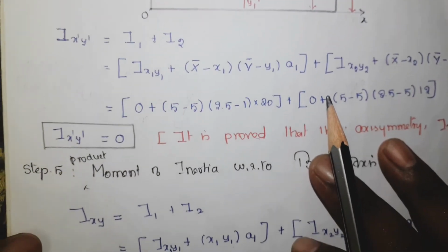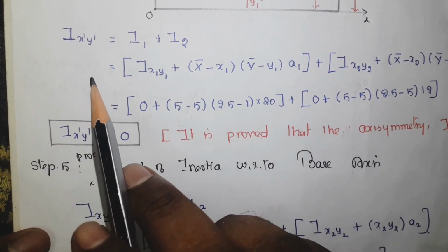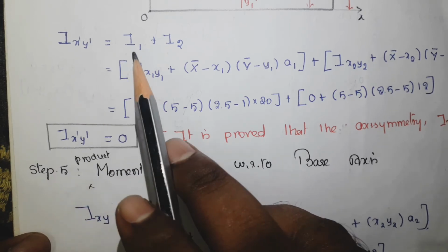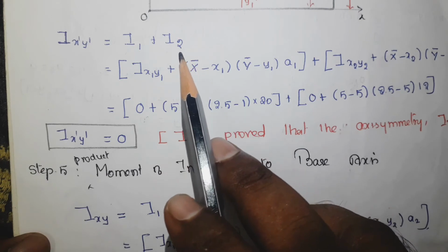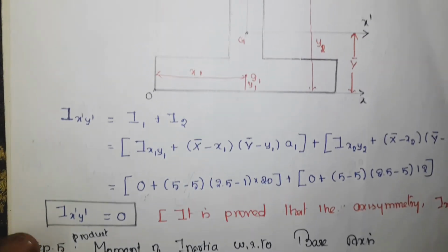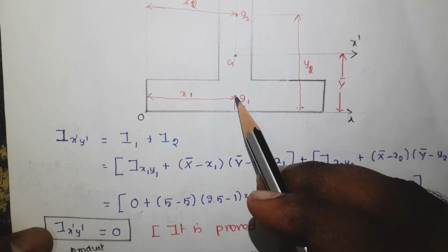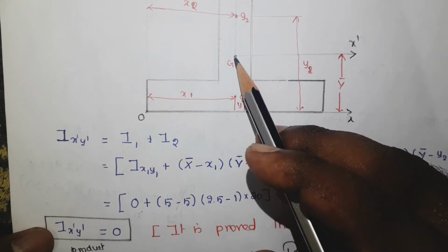Now the moment of inertia with respect to the centroidal x axis and y axis, which is nothing but I x dash y dash, equals the moment of inertia of the first rectangle plus the moment of inertia of the second rectangle. Now you see here, I know the moment of inertia with respect to this G1. We already found it in the second step. Now we have to find the moment of inertia about this capital G.